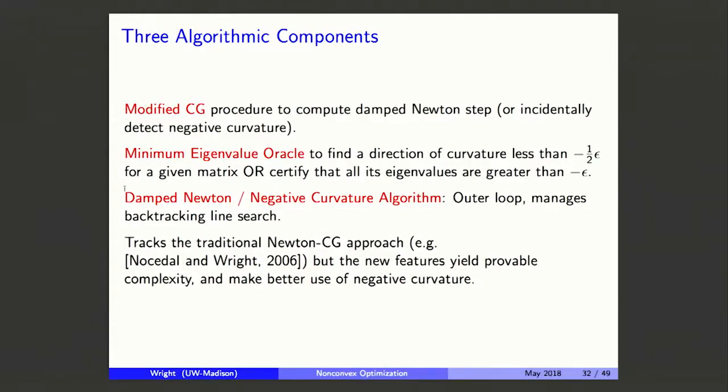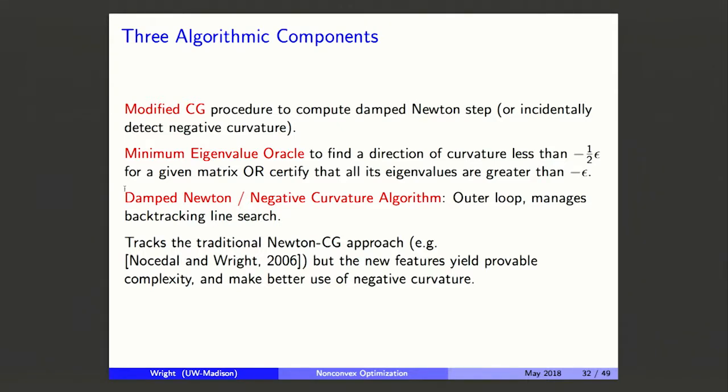Okay, so there are three basic components in this algorithm. The first one is a modified CG procedure. Now, conjugate gradient, of course, is a procedure that only works when the matrix is positive definite. So here we're applying it to a matrix that may not be positive definite. So what does it do in that case? Okay, that's what we had to work with.